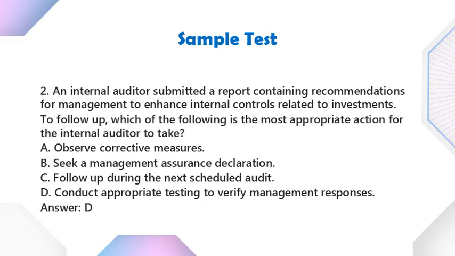2. An internal auditor submitted a report containing recommendations for management to enhance internal controls related to investments. To follow up, which of the following is the most appropriate action for the internal auditor to take? A. Observe corrective measures. B. Seek a management assurance declaration. C. Follow up during the next scheduled audit. D. Conduct appropriate testing to verify management responses. Answer: D.